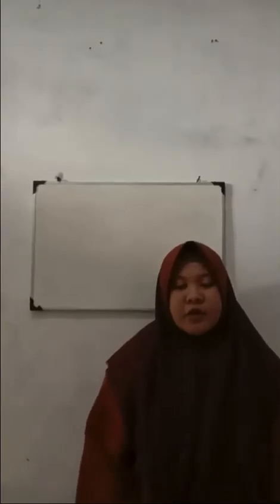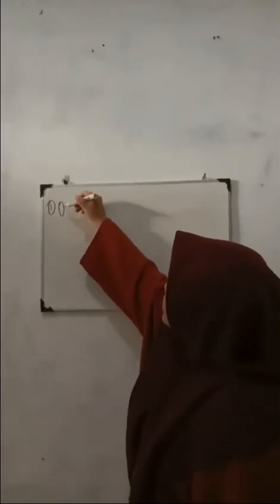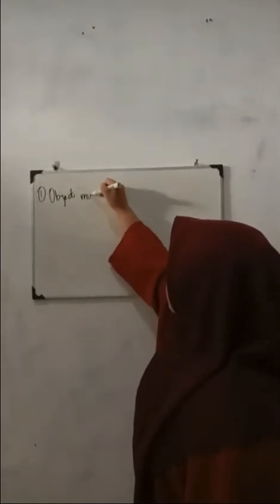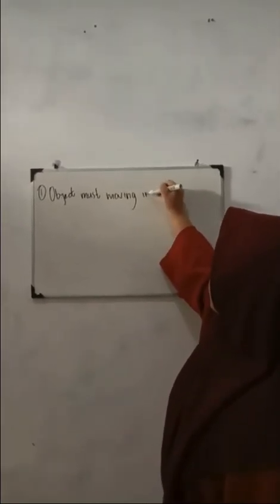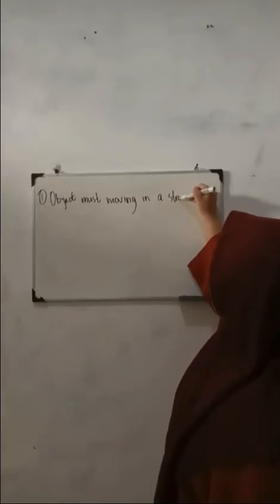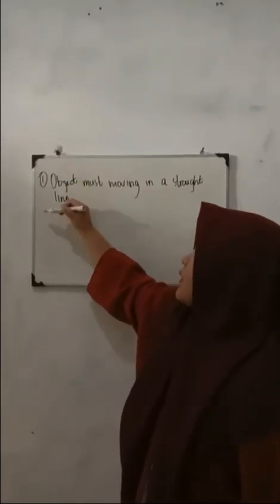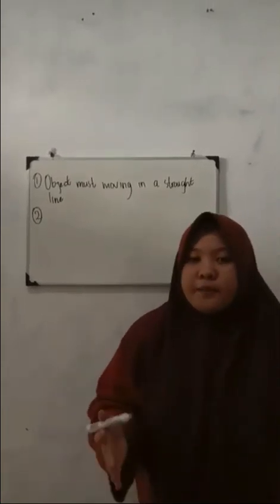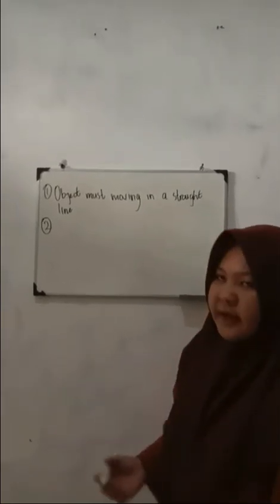Next, linear motion, there are two criteria we need to remember. The first, the object must be moving in a straight line. And the second is the object is moving with a constant acceleration.